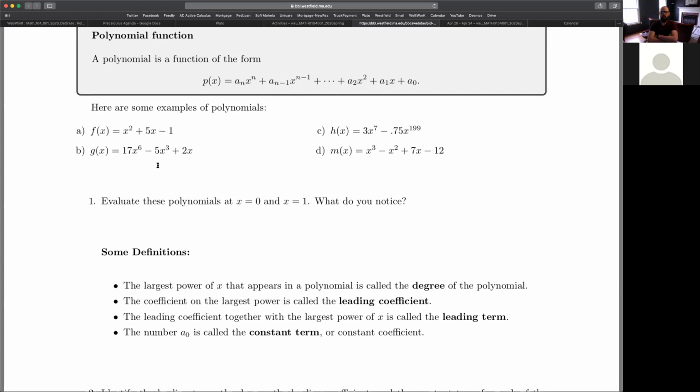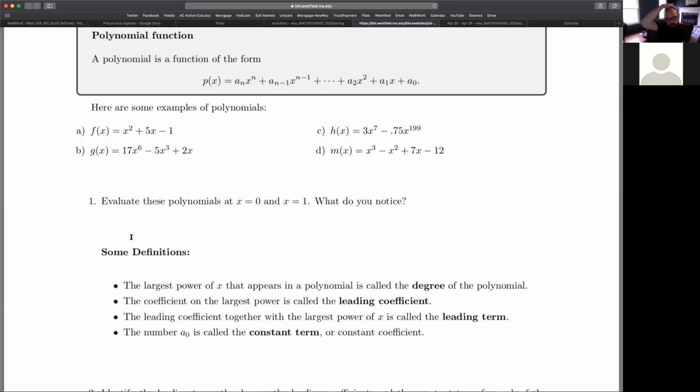So what do you think about C and D? What would you say the degrees of C and D are? C is a 199th degree polynomial, and D is a 3rd degree. Okay, so you picked out the highest power. One of the things that trips students up is we often want to look at the polynomial and pick out just the first term. Just keep in mind that they're not always going to be written in decreasing order. You might have situations where the highest degree is somewhere else, so you still have to look at all of them.